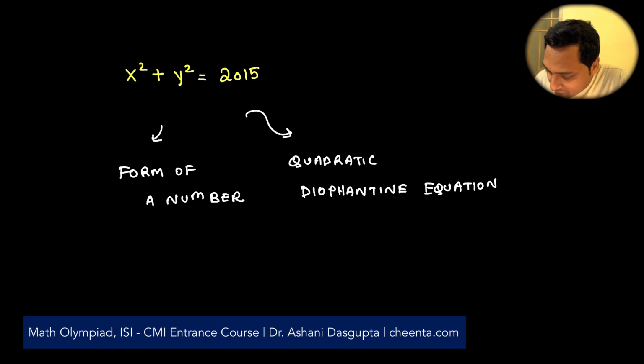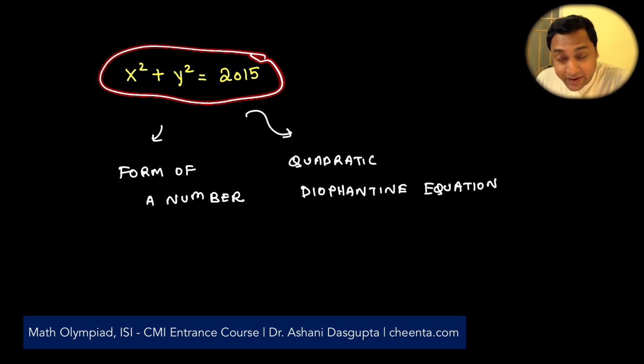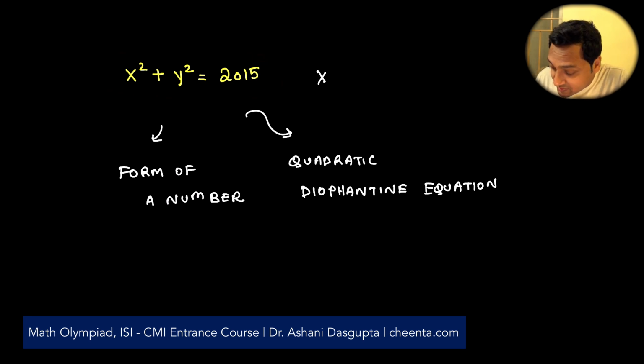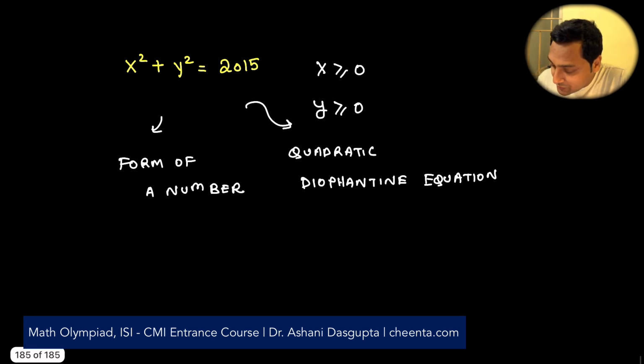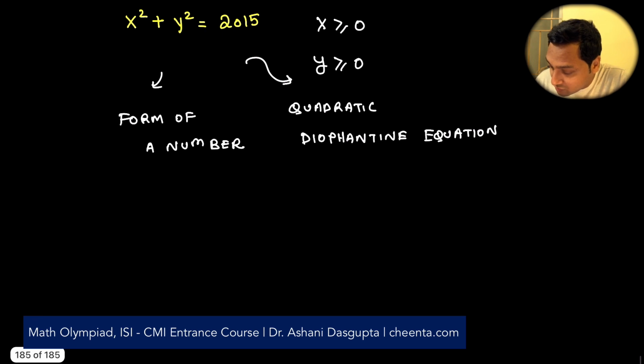So look at this now, the question. X squared plus y squared equal to 2015. We are given that x is greater than or equal to 0, y is greater than or equal to 0. And we want to find out the number of integer solutions to this equation. So to do that, what we are going to first talk about is something called form of a number. Form of a number. So let me write that.